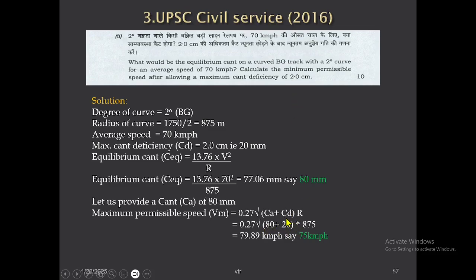So considering the cant deficiency of 20 mm, we can find the maximum permissible speed, which is given by the relation 0.27 root of (Ca plus Cd) into R. R is 870 meter. So we get 79.89 kmph, say 70 kmph. Rounding down to the lowest multiple of 5, that is 75 kmph. So we have calculated the maximum permissible speed, not the minimum. The maximum permissible speed on the curve is 75 kmph. Okay.